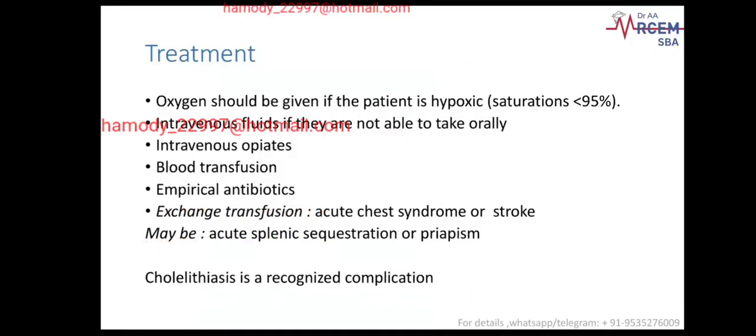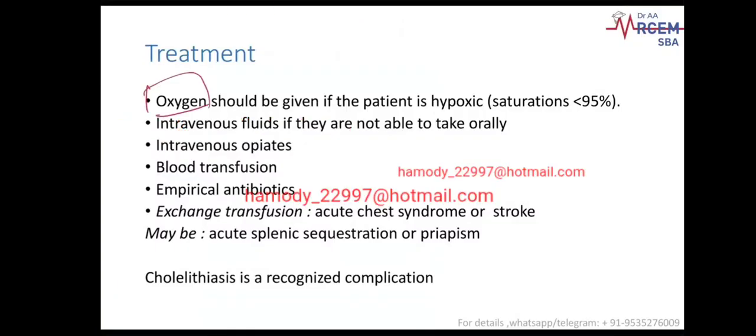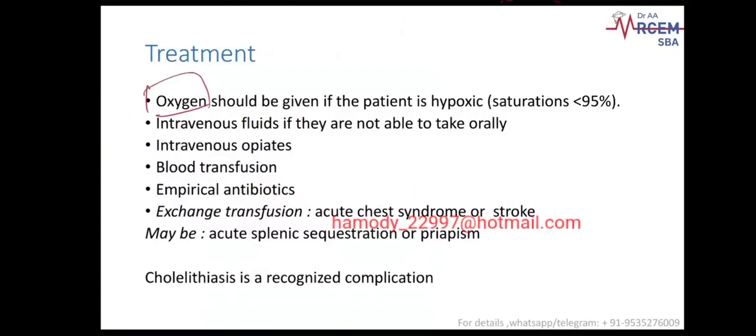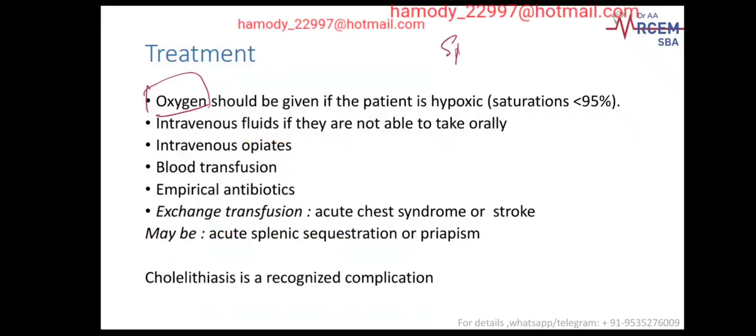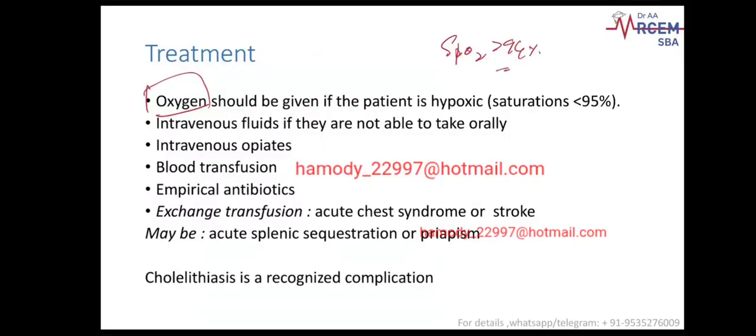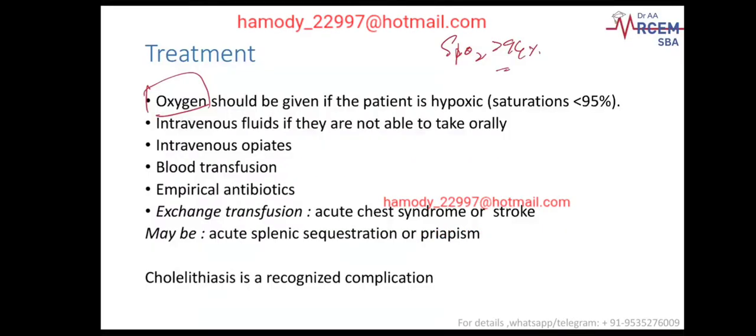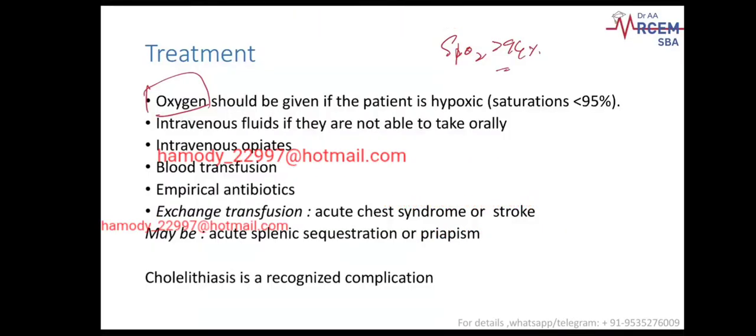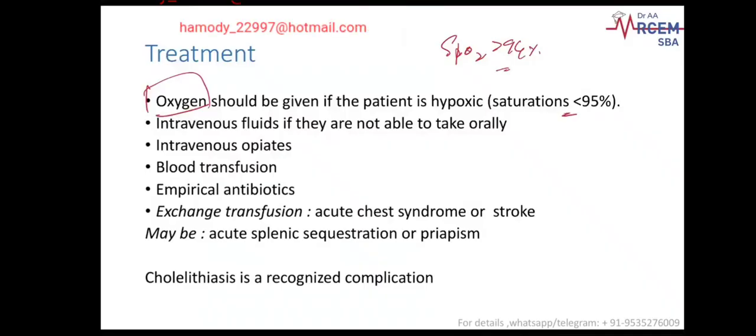What is the treatment? Oxygen. Because one of the causes for the sickling of the RBCs is low oxygen levels. So you give supplemental oxygen. What if the oxygen saturations are above 94%? Do we still give oxygen or not? It is controversial. Some literature says still go ahead and give oxygen. Some literature says do not give oxygen because it will not help you at all in those circumstances.